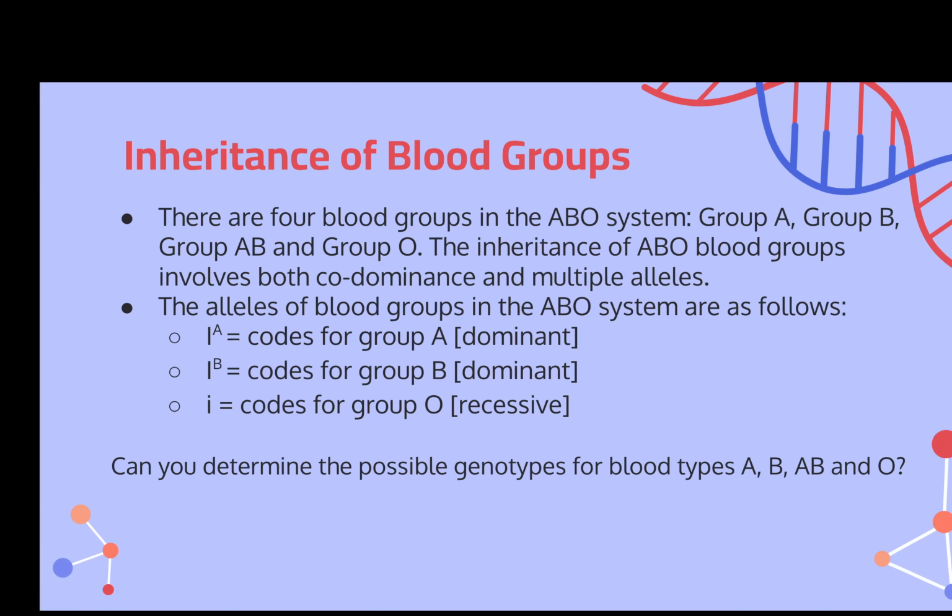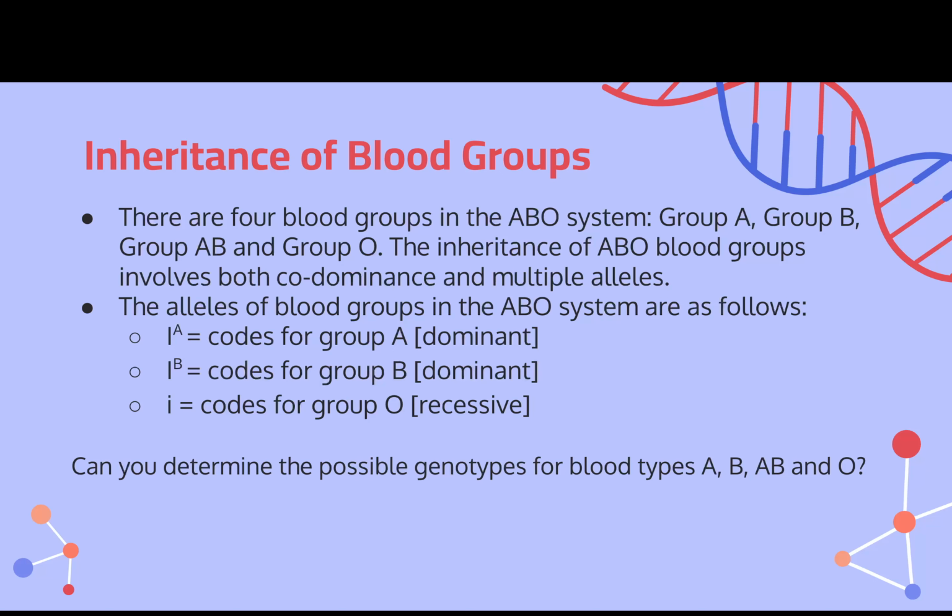Now, this is a question for Leaf. And, oh, someone new has joined. Okay. This is your question for the day. Can you determine the possible genotypes for blood types A, B, AB, and O? So write down what the genotypes are in the chat, please.